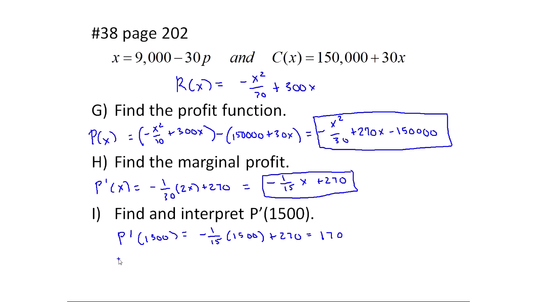So this tells me that at a production level of 1500, profit is increasing by $170 per TV.